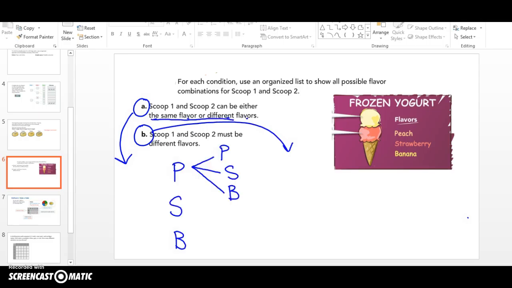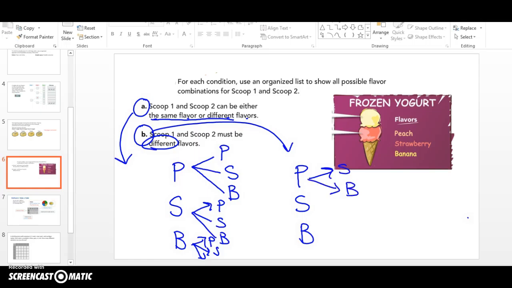Okay, so the rest of this one would have strawberry, and then you would have peach, strawberry, and then banana. And this one would have peach, strawberry, banana. How does the next one change? So as I go ahead and say peach, strawberry, banana, what are my choices from peach, Riley? Very good. It says you can't have the same flavor. You have to have different. So the only thing I can put on peach now is strawberry and banana. The only thing I can put on strawberry is peach and banana. And the only thing I can put on banana is peach and then strawberry. So that's how those two would be different.